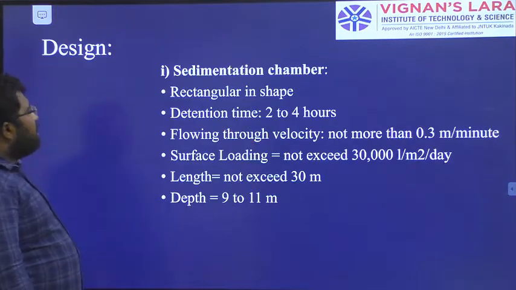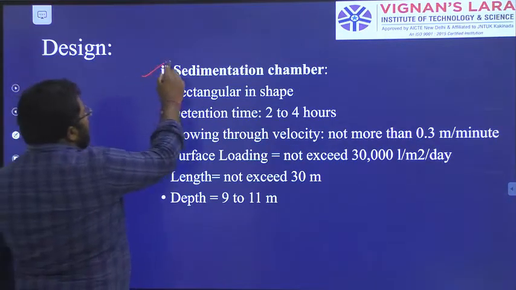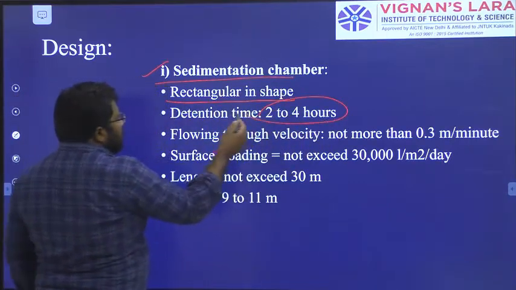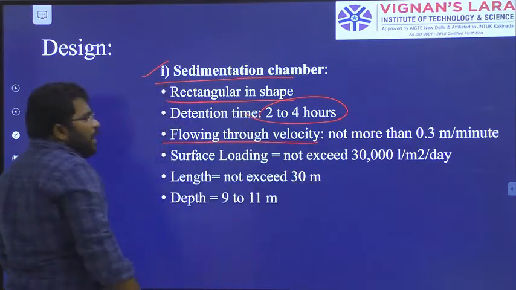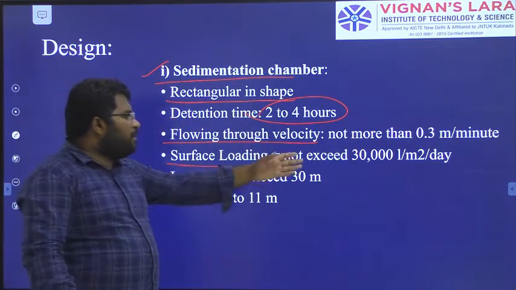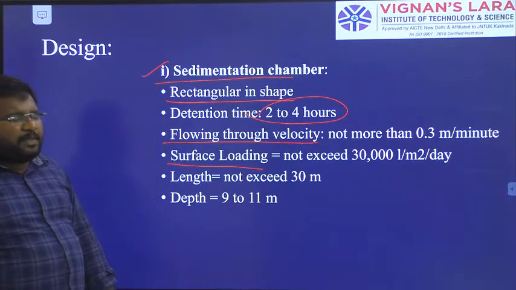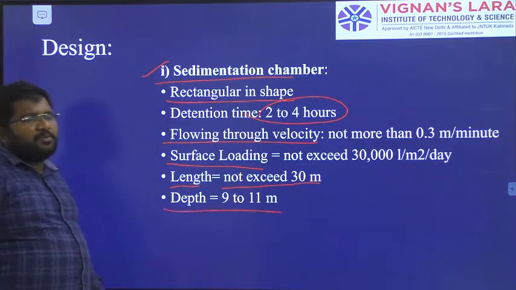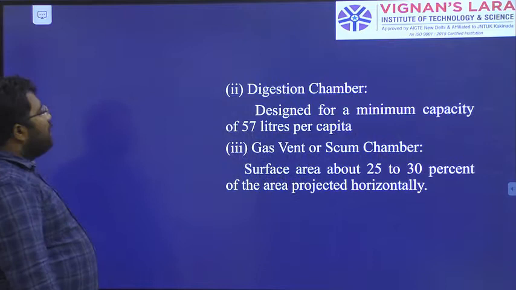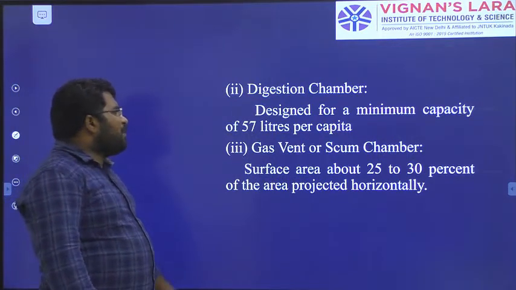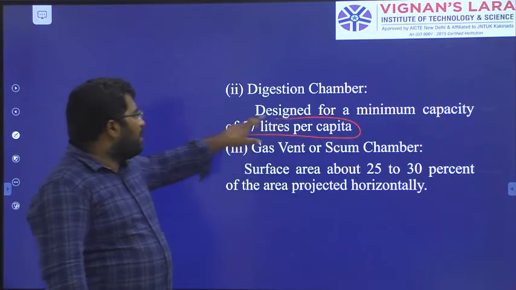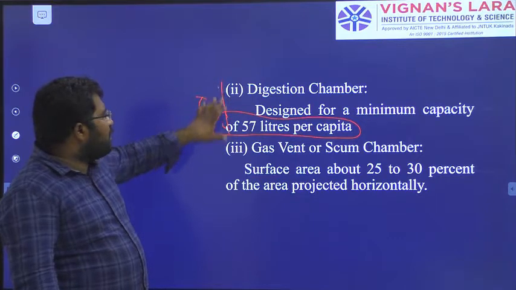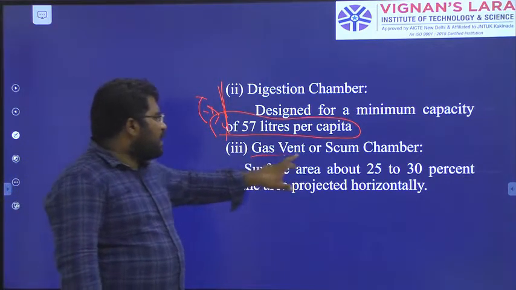Next, design. The sedimentation chamber is designed normally in a rectangular shape, where detention time is 2 to 4 hours. Flowing-through velocity is not more than 0.3 meter per minute, surface loading may not exceed 30,000 liters per meter square per day, length not exceeding 30 meters, and depth not more than 9 to 11 meters. Next, the digestion chamber is designed for a minimum capacity of 57 liters per capita. So 57 multiplied by the number of people gives us this volume. Next, gas vent or scum chamber.